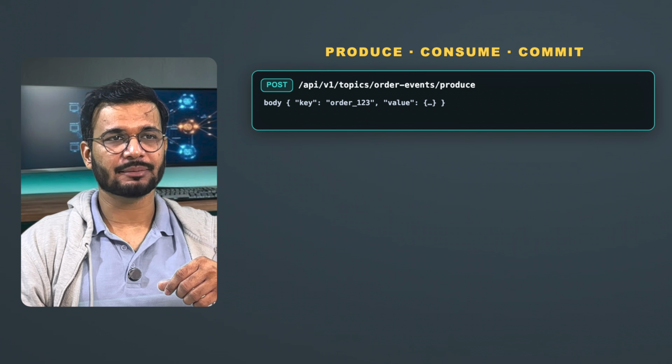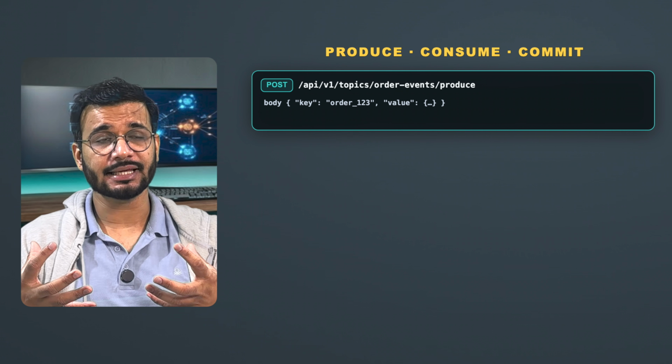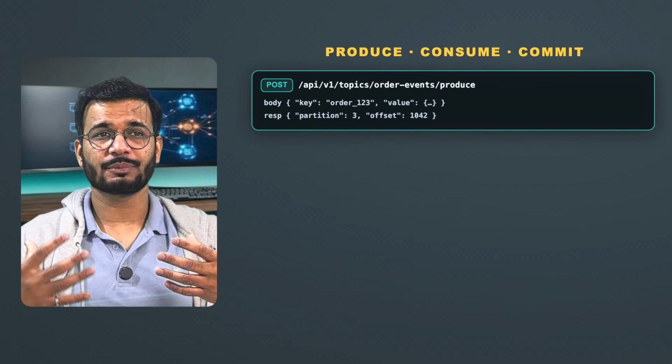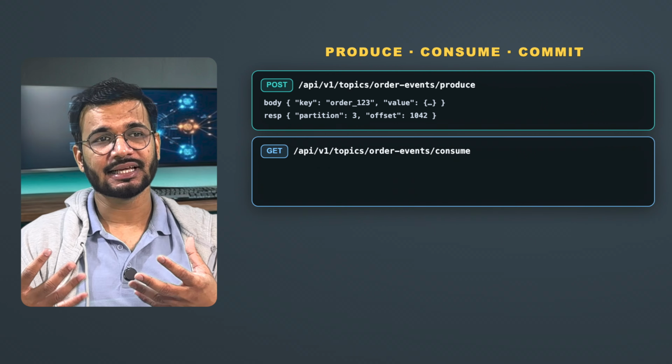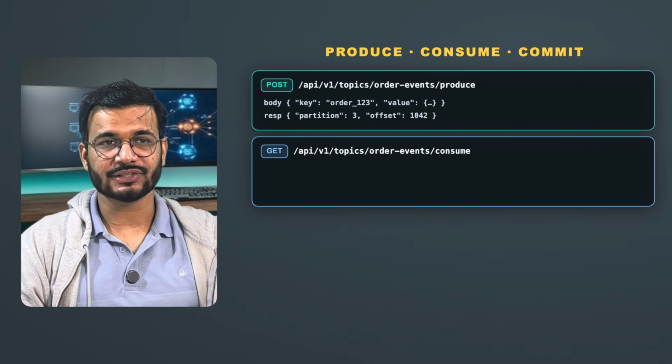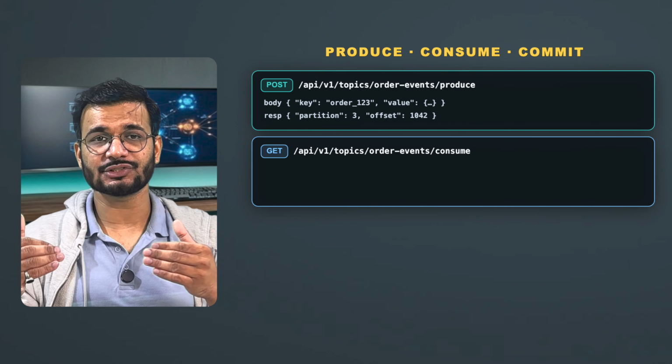Then we will have some APIs. One will be the producer API. It will be API v1 topics order event produce. That will have a body and the actual message in it. And its response will be like the offset number and in which partition it is stored into.